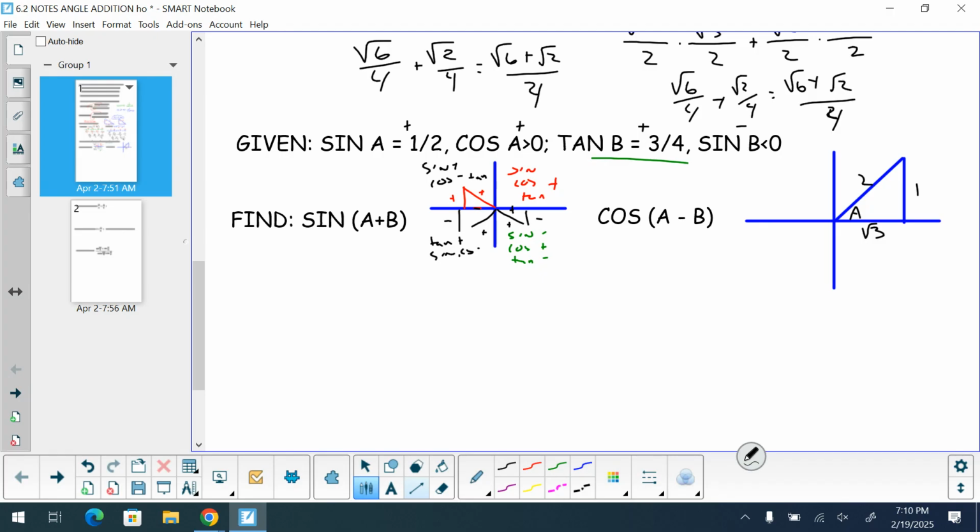My tangent's positive, my sine's negative, which puts us in quadrant number 3. So the tangent is opposite over adjacent, 3 over 4, so we have a 3, 4, 5 triangle. Well, we have to check to make sure about any negatives, both the negatives were 3 and 4. So we have negative divided by negative gives us a positive 3/4 tangent.